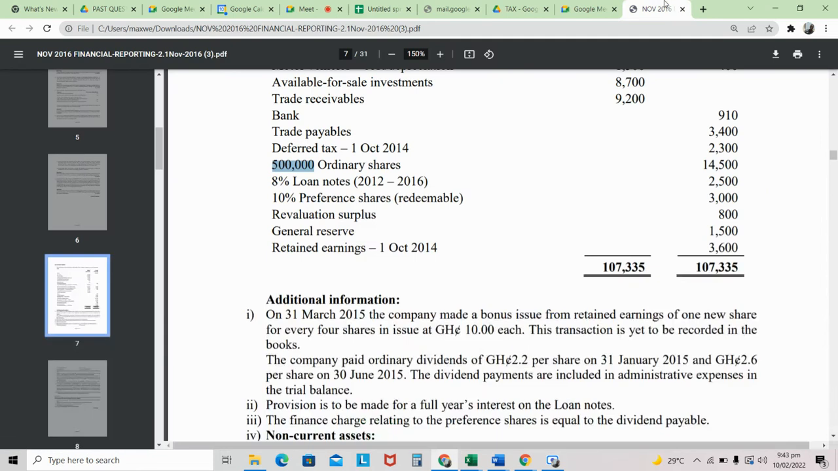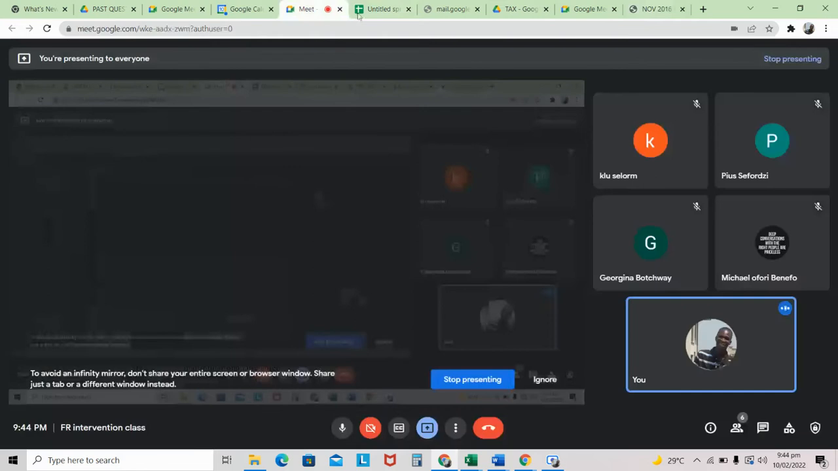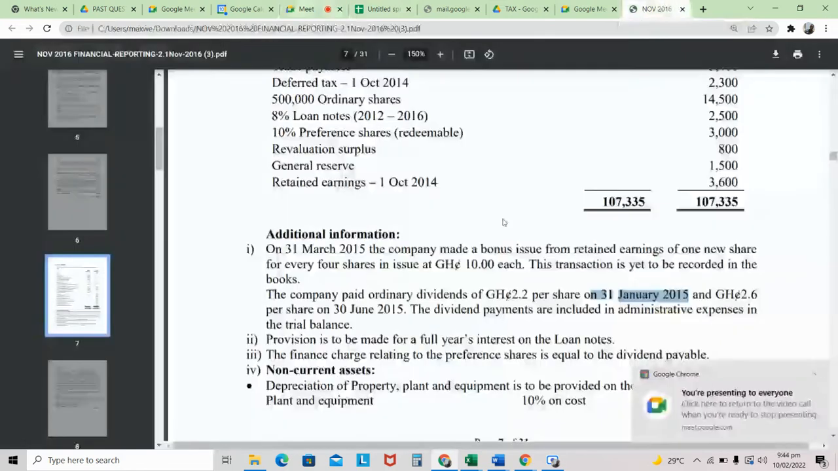So now let's go back to our question. The question says that the company paid ordinary dividends of 2.2 Ghana cedis per share on 31st January 2015. So you have to ask yourself, how many shares were in issue as at 31st January 2015? So what do you think? How many shares were there as at 31st January 2015? Who can tell us?